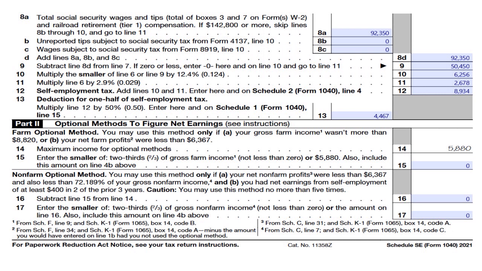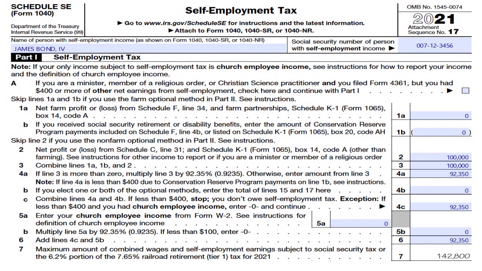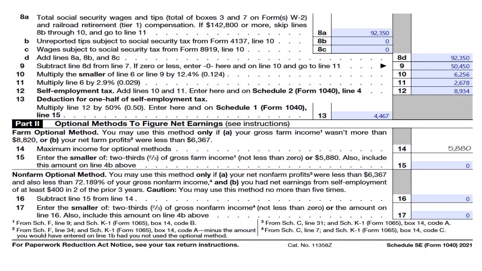Basically now, you have to subtract line 8D from line 7. What is line 7? Let's go back up. Line 7, you have 142,800. So you're basically subtracting 92,350 from 142,800. And the result is 50,450. Okay, so folks, are you with me? So line 9, you have 50,450.